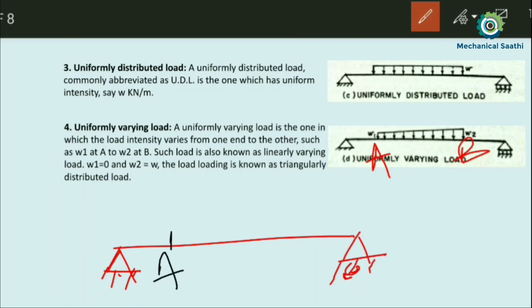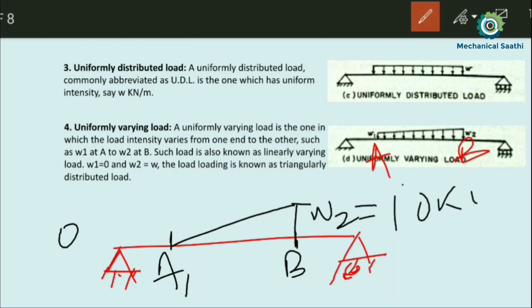I am telling that W1 at point A, let this be A and let this be A1. At point A1, W1 is equal to 0, and at point B let W2 have some value. So we can have a figure like this, where at point A1 the magnitude of load is 0, and at point B it will have some magnitude, let W2 equal 10 kilonewton.